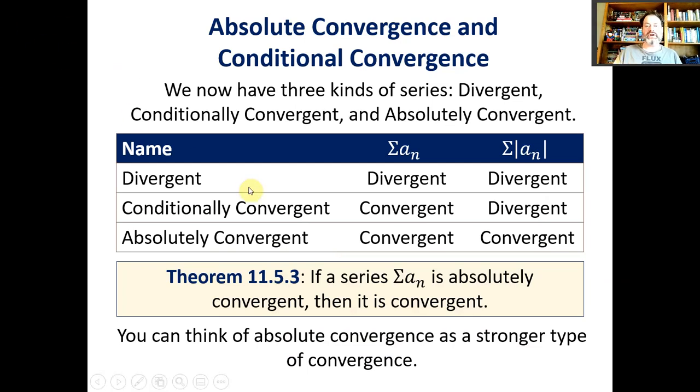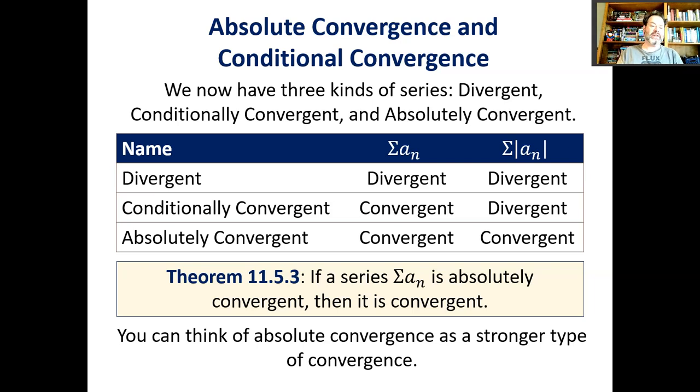A divergent series doesn't matter if you take the absolute value, it's going to diverge. Conditionally convergent means if you remove the absolute value, it converges. And absolutely convergent means that it converges with or without the absolute value.